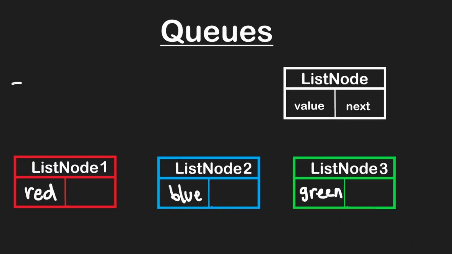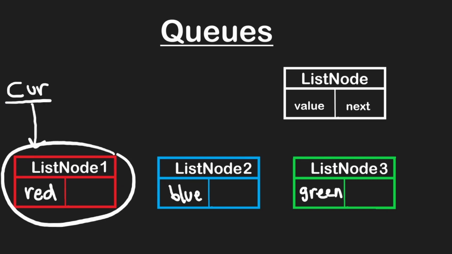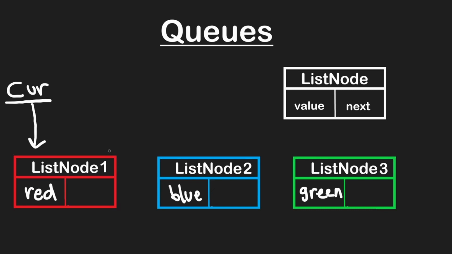So suppose initially we have an empty queue. We'll have a current pointer, which is initially set to null. It has nothing. And then we add a value to our queue. Let's say we add red to our queue. Then we create a list node, and our current pointer is going to be set to that list node because now we have one element in our queue. By the way, with this linked list, we will be maintaining a head and a tail pointer, which both are initially going to be at this node as of now.